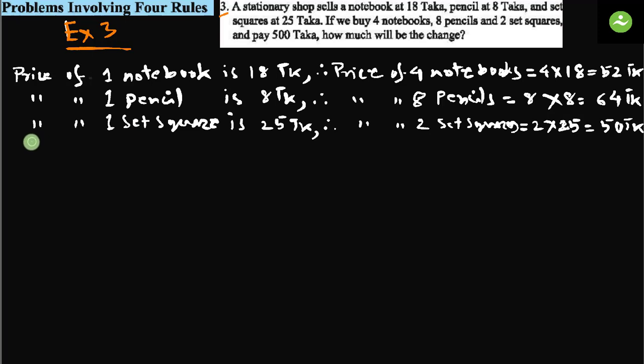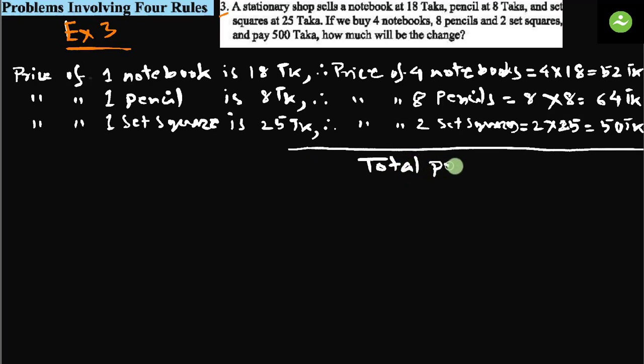Now, that is all. We purchased notebooks, pencils, and set squares. Now, how much did those actually cost? So, if we add all the prices, so total price equals 52 plus 64 plus 50. So how much is it?